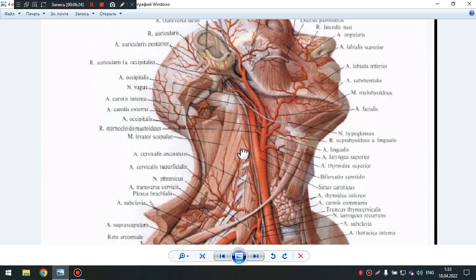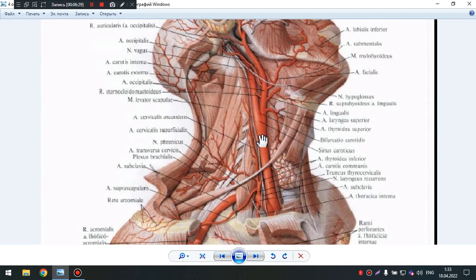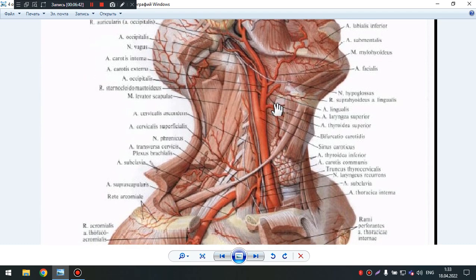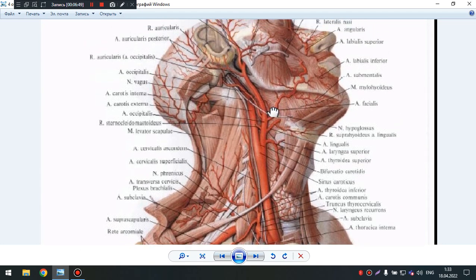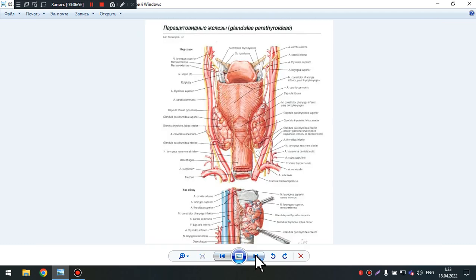The common carotid artery projects to the carotid triangle of the neck. We can palpate the pulse there. Here we can see the external carotid artery and 3 anterior branches: superior thyroid, lingual, and facial. Lingual artery penetrates the mylohyoid muscle and directs into the root of tongue.